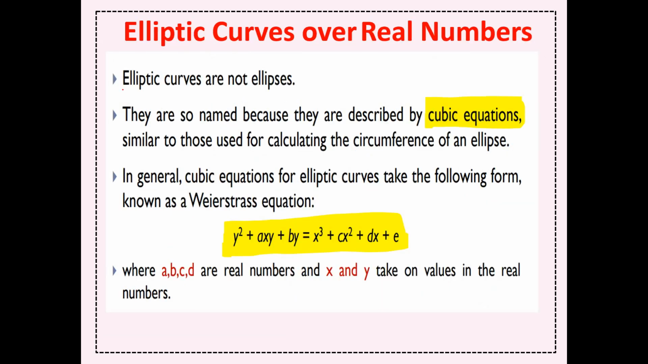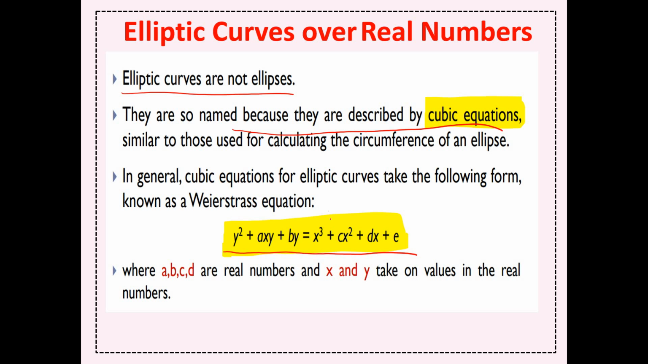Elliptic curves, as you may already have been told, are not ellipses by any chance. Nothing to do with that. They are so named because they are described by some cubic equations, and the cubic equation looks something like this. But again, for our purpose, we will reduce that into a much smaller expression. We'll see that in the next slide.